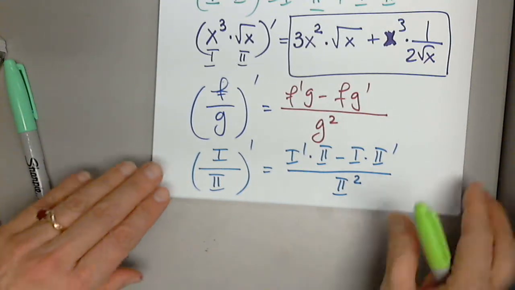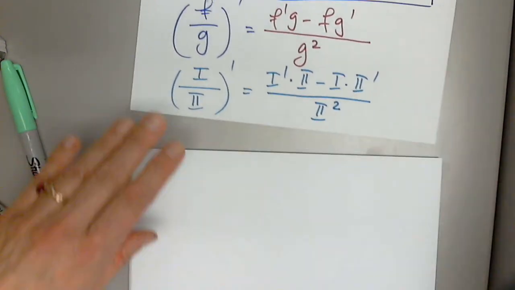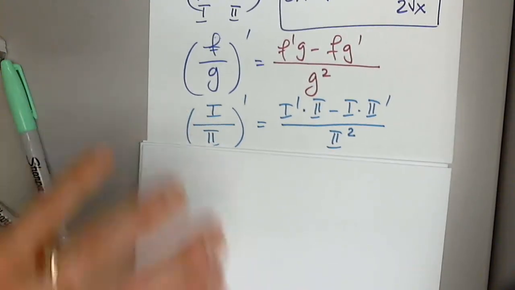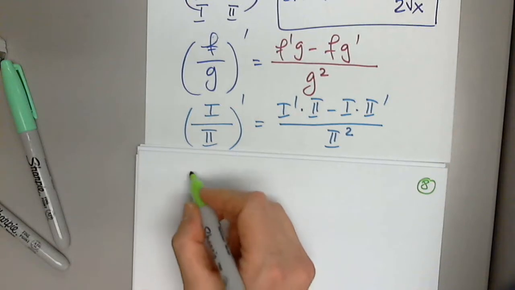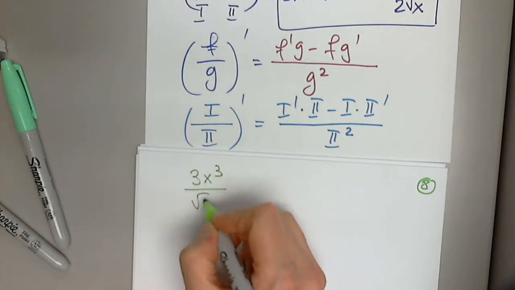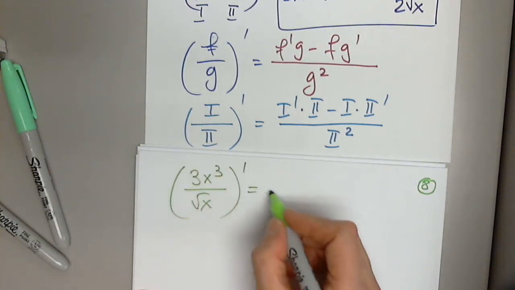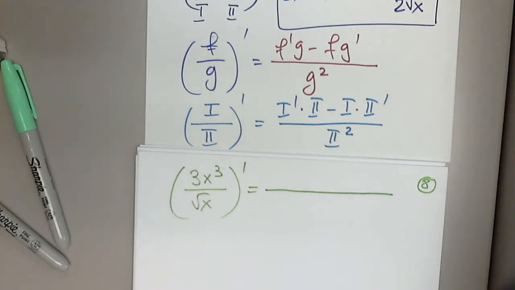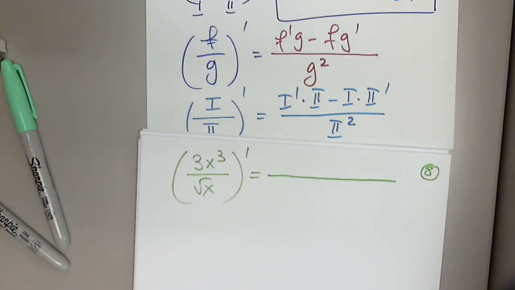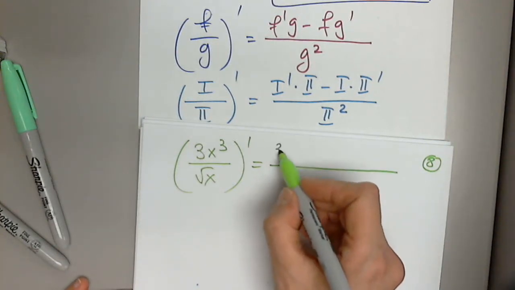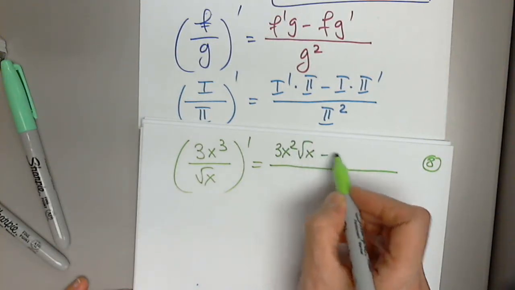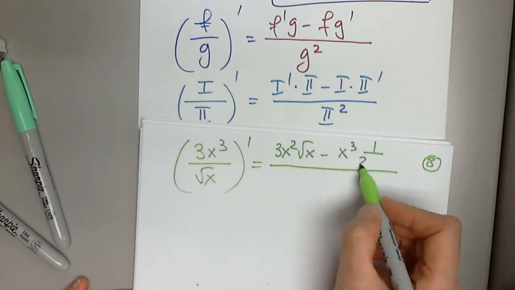Let's illustrate and then pick problems from the book. I'm going to use the same thing. x cubed over the square root of x, everything prime. Exactly what we did before. I'm just going to copy what I did before with minus. 3x squared times the square root of x minus x cubed times 1 over 2 the square root of x.